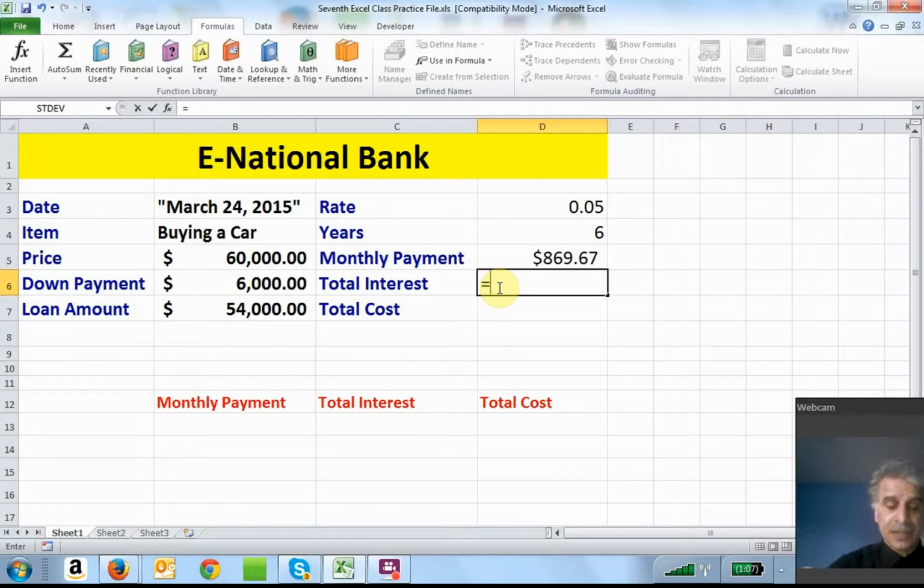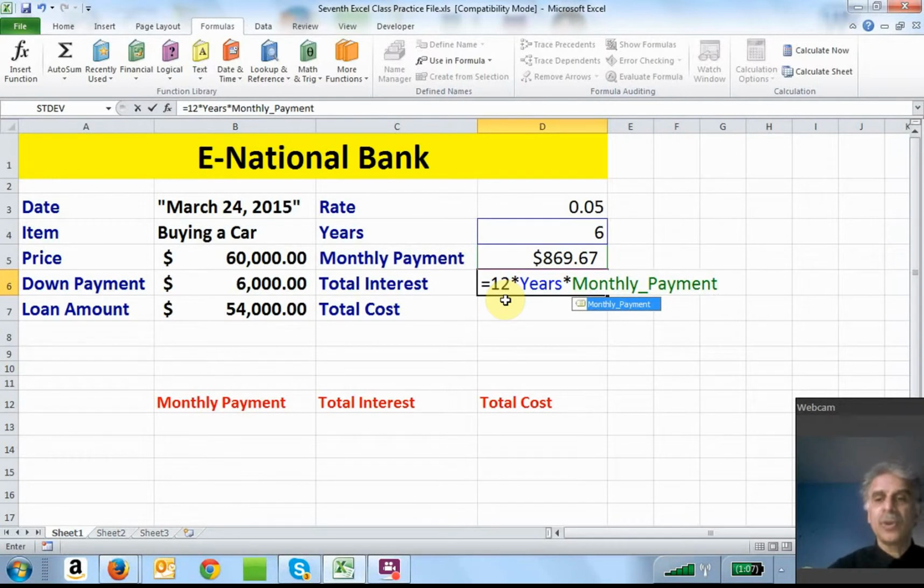So let me try to do that. I'm going to try to find out what would be my total payment at the end of this loan. So it's going to be 12, which is going to be number of months I have per year, multiplied by number of years, multiplied by my monthly payment. So this would be the total thing I am paying back to the bank.